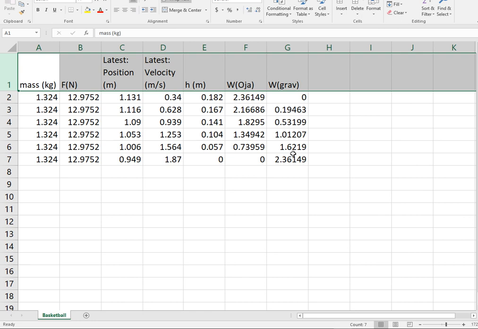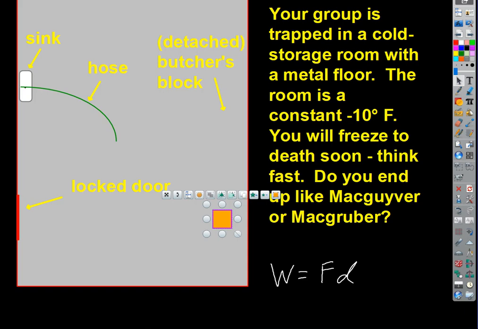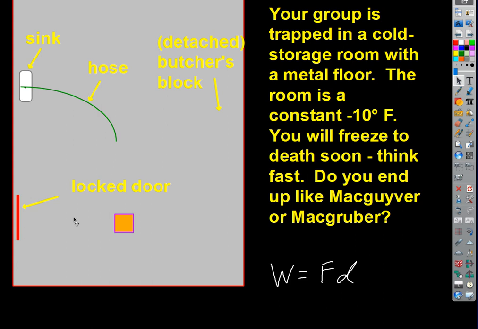But when we pushed the butcher block against the wall, and I keep losing my pen. There it is. When we pushed the butcher block against the wall, what happened? So we gave it something, and now it's moving. We're not doing anything anymore, right? It's just sliding across the floor, but it's got energy. How do you know it's got energy? It's moving, right? So there's got to be some formula that we're going to be able to use to calculate how much energy it's got.